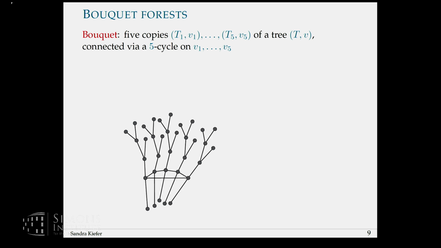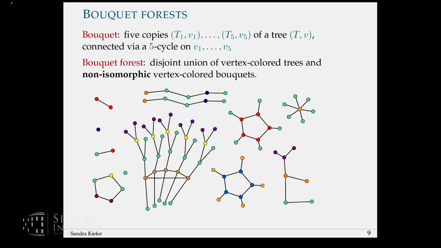So I'm going to explain what a bouquet forest is and what a flip is. You obtain a bouquet by taking 5 copies of a tree with some designated vertex. So here you have 1, 2, 3, 4, 5 trees, and they all have the same designated vertex. You bind these trees together via a 5 cycle on these vertices, and you obtain something that looks like a bouquet. That's why we called it like this. And then from this you can construct bouquet forests by taking the disjoint union of any vertex-colored trees. So everything that doesn't contain a cycle here is a tree, and you can have isomorphic ones and non-isomorphic ones, whatever you want, and then also non-isomorphic vertex-colored bouquets. So everything that you see here is one bouquet forest.